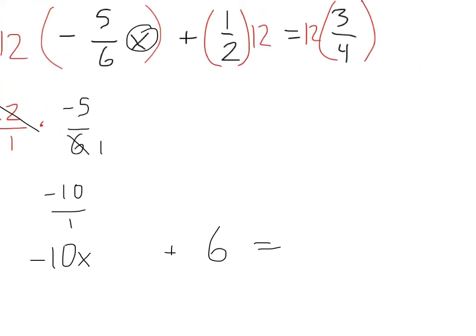Okay, 12 times 3/4. Well, we could make that 12 over 1 times 3/4. And I can cross cancel, divide that by 4 and that by 4. That becomes a 1 and a 3. 3 times 3 is 9, over 1 times 1 is just 1, so it's 9, right?